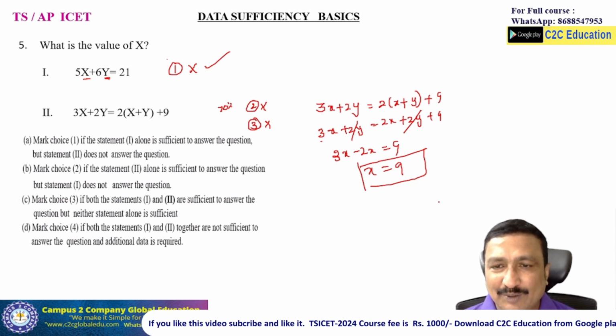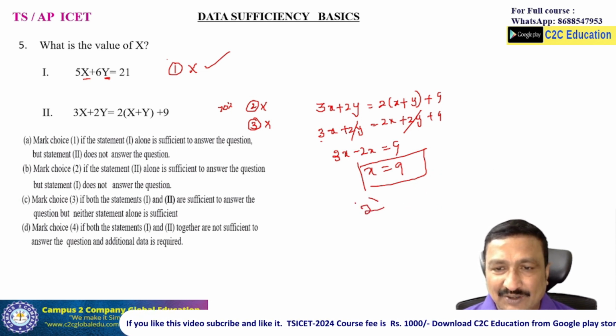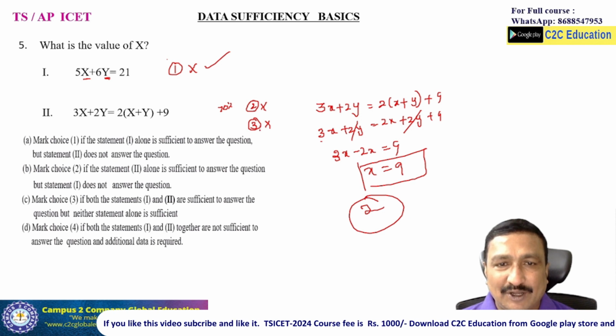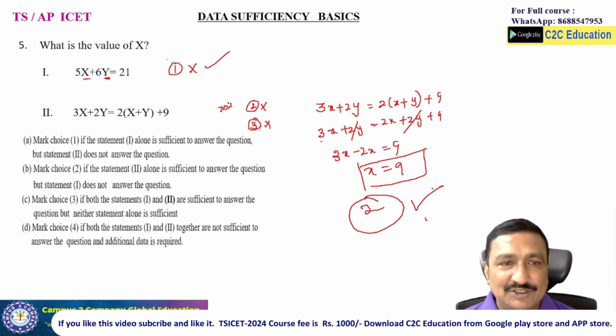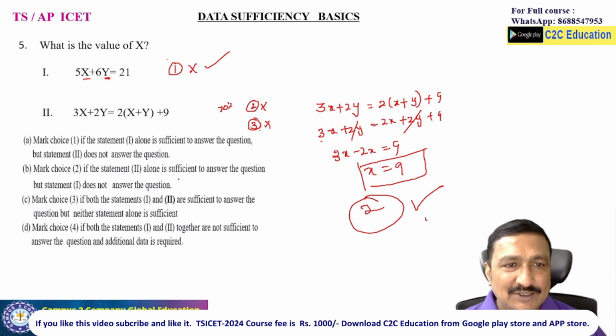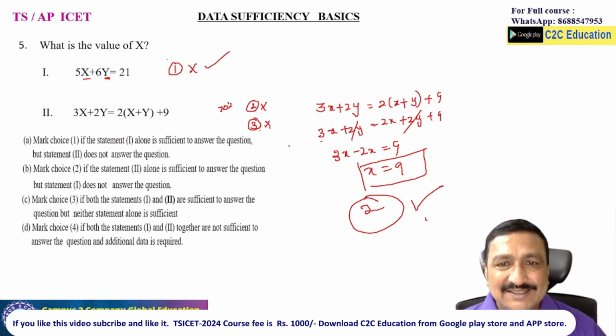So only a few people keep the answer as the second option, and the rest keep the third option, which is wrong. So be very careful while you are solving data sufficiency problems. Right friends? So in this case the answer is the second option.